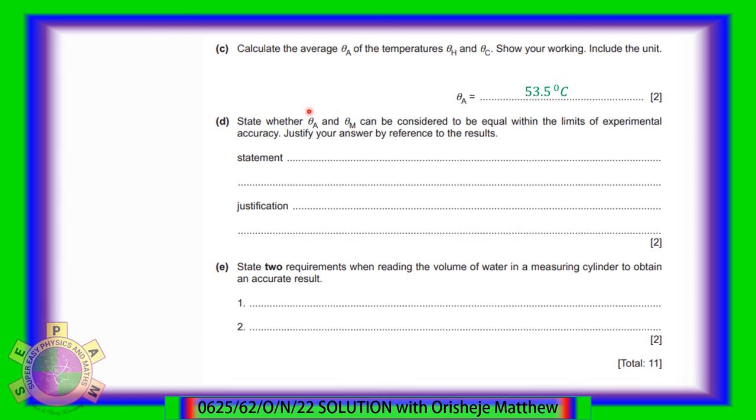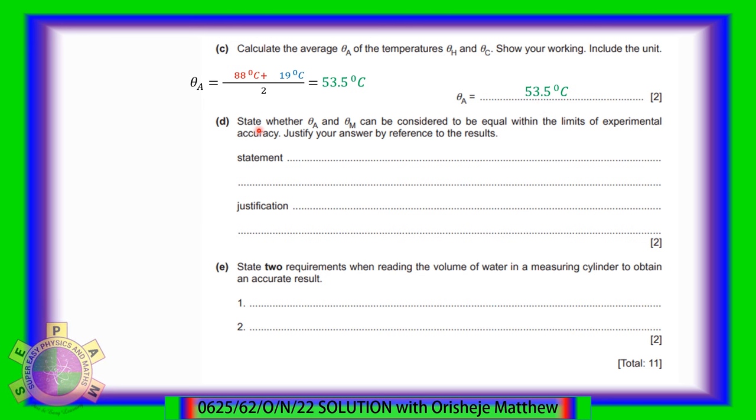Now calculate the average temperature, theta H, between the hot water and the cold water. You just add the temperature of the hot water and the temperature of the cold water, and divide by 2. Average means you are looking for the middle value between them. So the mean value is 53.5.